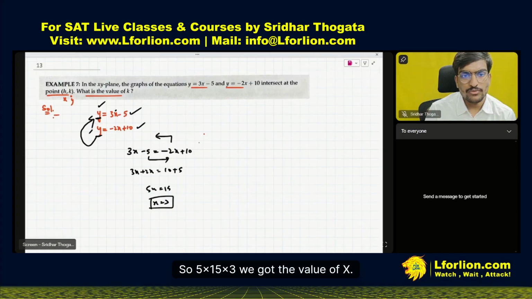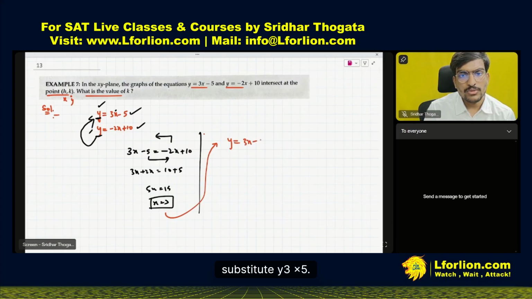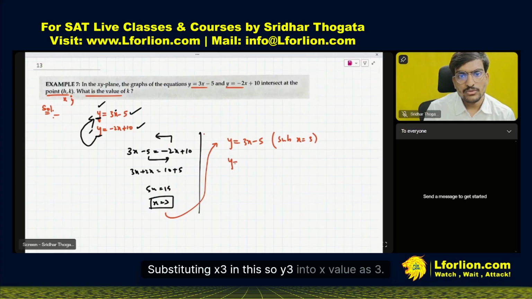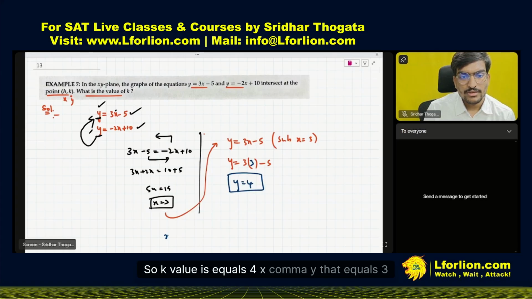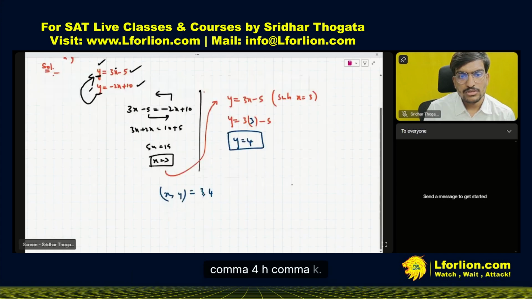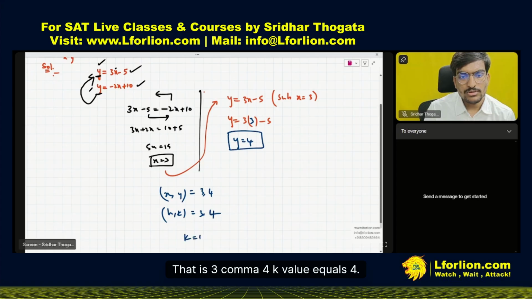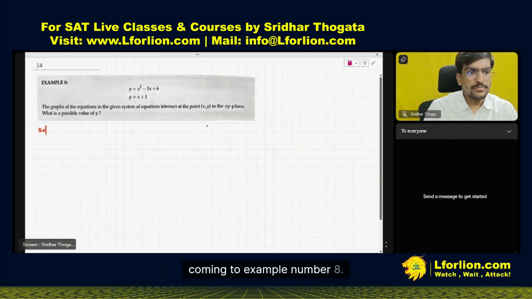We got the value of x. We have to find the value of y. To get the value of y, substitute x equals 3 in y equals 3x minus 5. So y equals 3 into 3, which gives 9 minus 5, so y equals 4. So the k value equals 4. (x, y) equals (3, 4), and (h, k) is (3, 4). The k value equals 4.